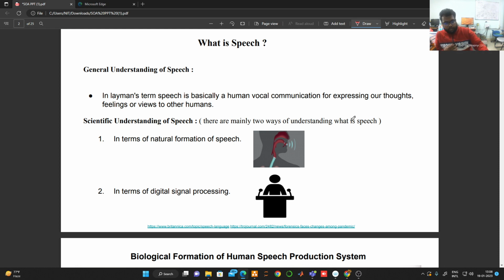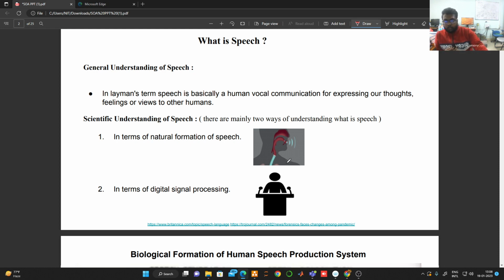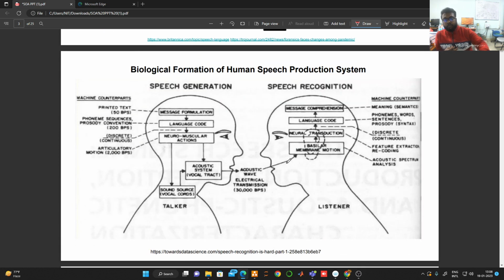Now, when we talk to someone, when we express our feelings to someone, we must have someone to understand what we are saying. So in any discussion we have a talker and a listener. The talker is the person who is generating the speech, and the listener is the person who is recognizing the content of the speech.